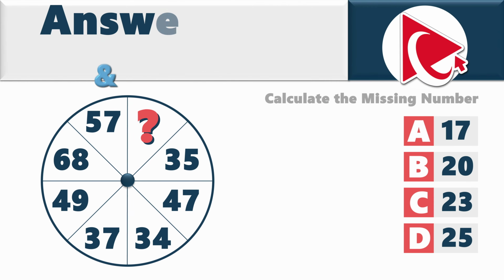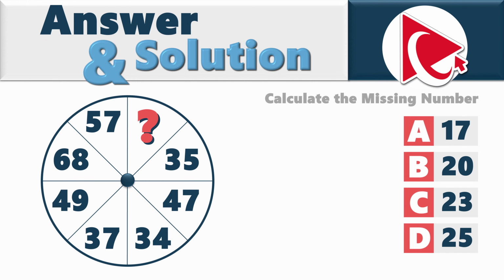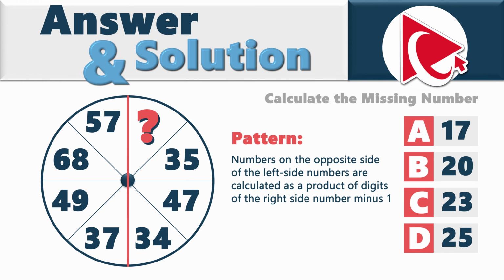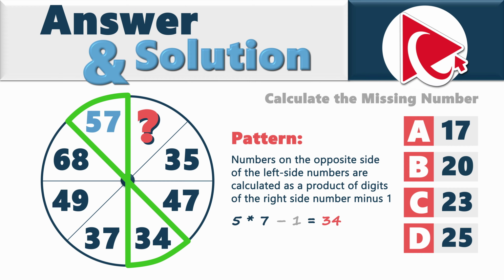If you look closely at the circle, you can recognize the pattern. The numbers on the opposite side of the left-sided numbers are calculated as a product of the digits of the right side numbers, minus 1. Let's look at an example. At 11 o'clock, we see the number 57. 5 multiplied by 7 minus 1 brings us to 34, which is the calculated number on the opposite side.